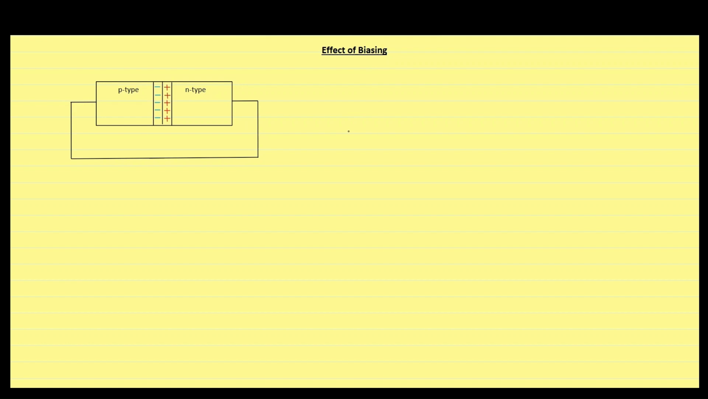I have a very interesting question for you. In the previous lecture, when we were discussing zero biasing, like in the circuit as shown, what will be the potential difference between the two ends of the wire? Will it be zero? Or will it be equal to the contact potential V0? If it is zero, then where does the potential drop across the depletion width go?